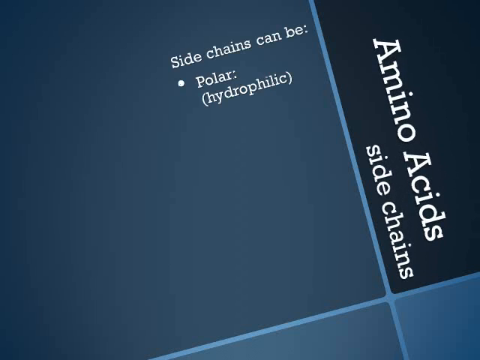So the side chains can be loosely categorized in 4 different categories. They can be polar, meaning hydrophilic. They can be non-polar, meaning hydrophobic. So hydrophilic is water-loving, hydrophobic is water-hating.